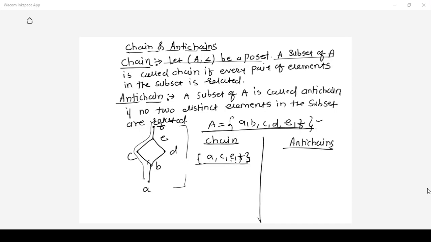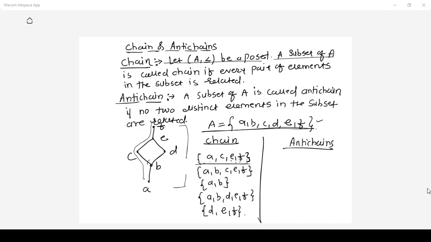Or you can also write the subset like A, B, then C, E, comma F. You can also write the chain as A comma B, because A is related to B, and A comma B is a subset of this set A. You can also write the chain as A, B, D, E, F. You can also write the chain as D, comma E, comma F. So many different chains are possible.